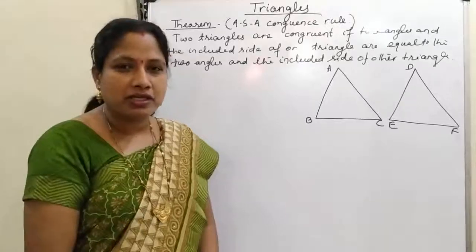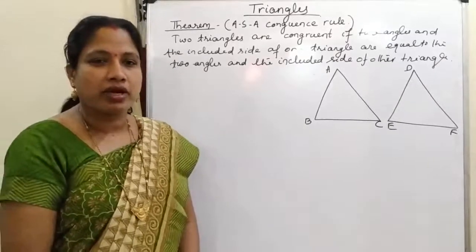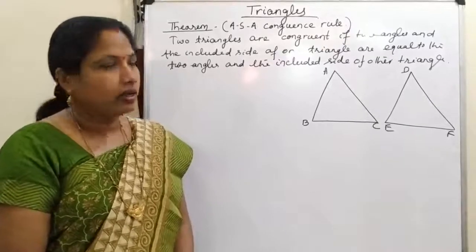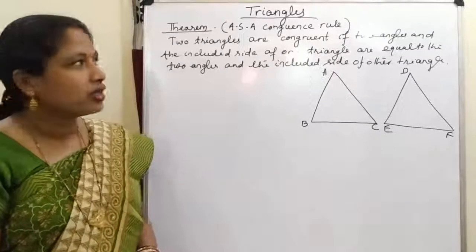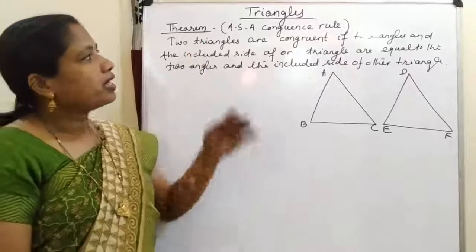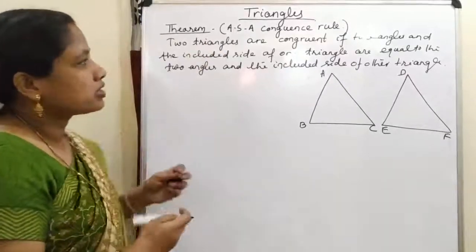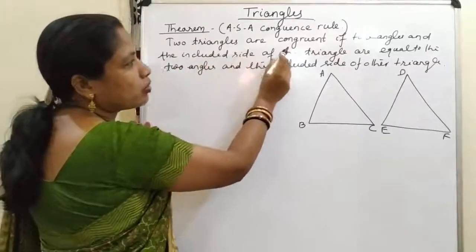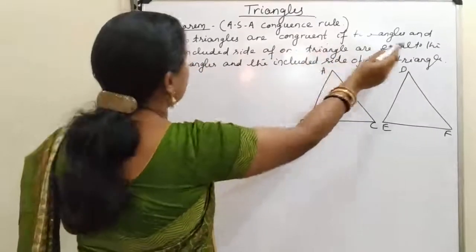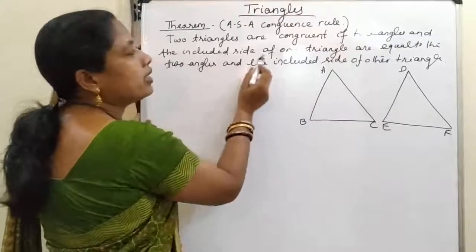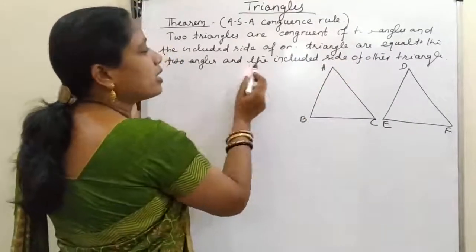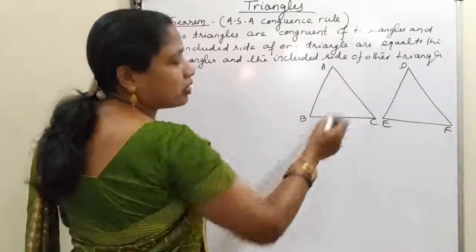Students, in our previous class, we discussed the axiom SAS congruence rule, and here we will discuss a theorem, that is the ASA congruence rule. The statement of this theorem is like this: two triangles are congruent if two angles and the included side of one triangle are equal to the two angles and the included side of the other triangle.